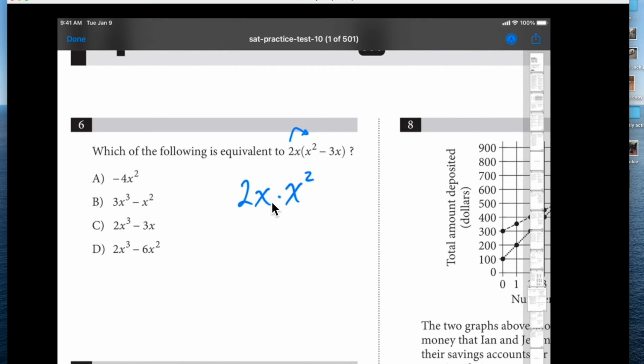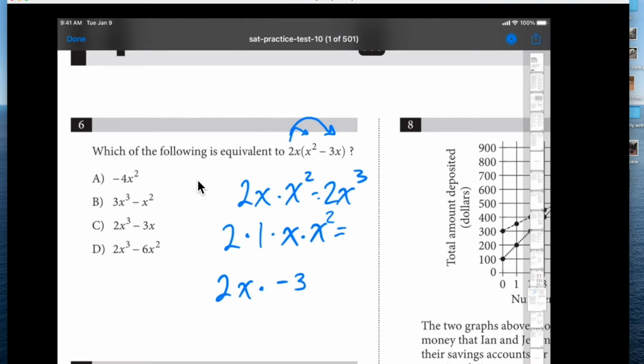Recall that when we're multiplying and we have the common base, we are allowed to add the exponents. So essentially what we have here is 2x cubed. Okay, the 2 doesn't change. There's a hidden 1 over here in front of this x squared term. So in essence, this is 2 times 1 times x squared, and that gives you 2x cubed. The second distribution is going to be 2x times negative 3x. Let's write that down. 2x times negative 3x.